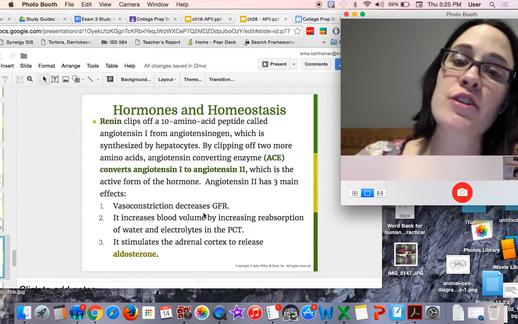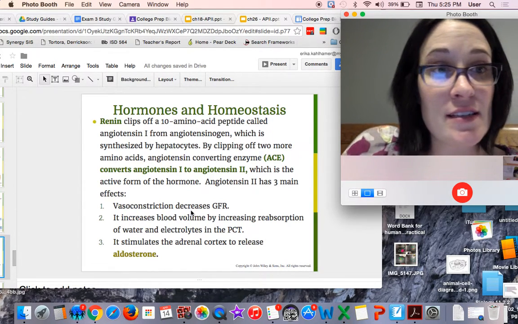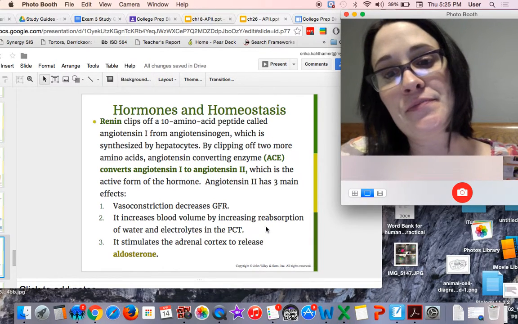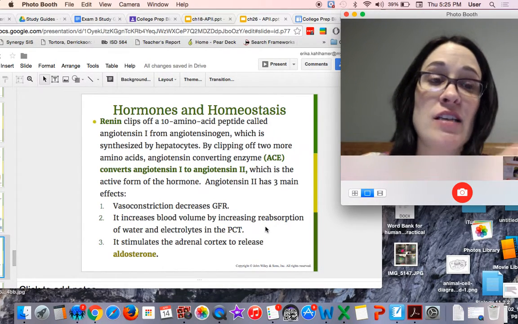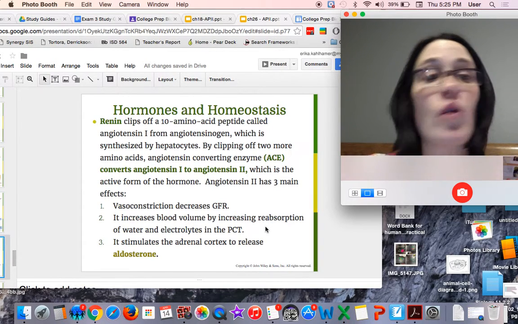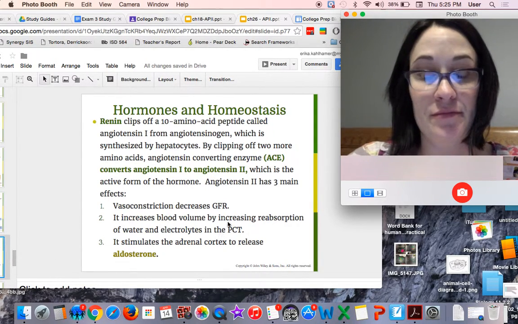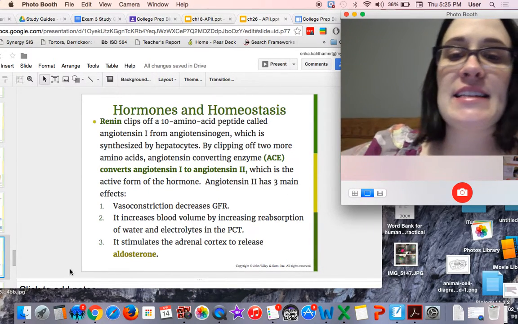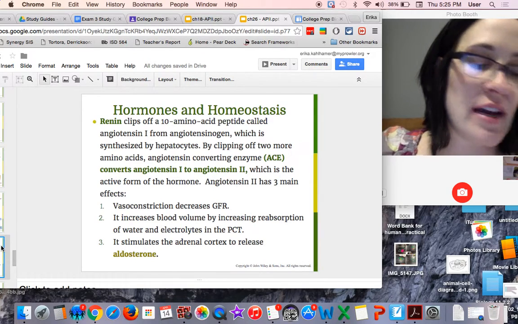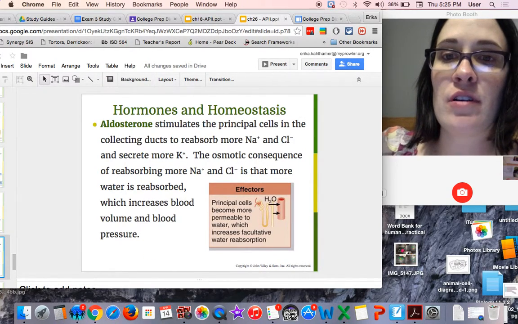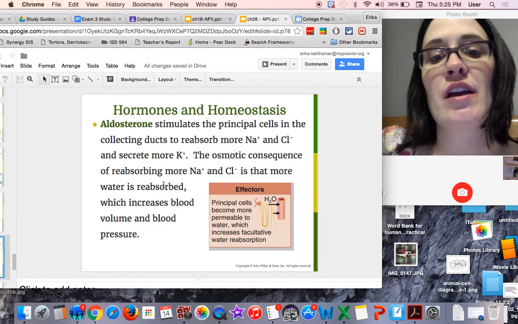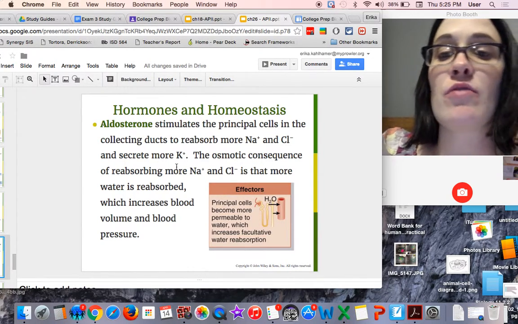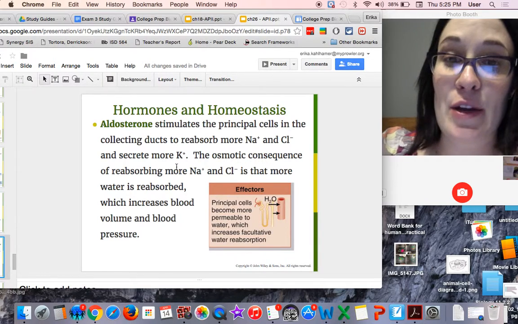So there is vasoconstriction, which decreases the glomerular filtration rate. It increases blood volume by causing more water and more electrolytes to be reabsorbed in the proximal convoluted tubule, and it stimulates the adrenal cortex, which is going to cause cells in the collecting ducts to reabsorb more sodium and chloride, which is going to increase your blood pressure.